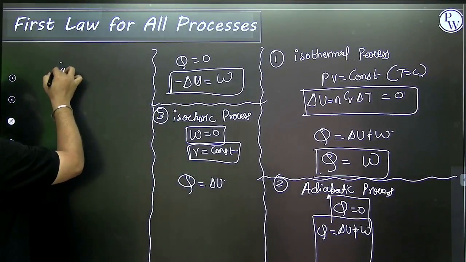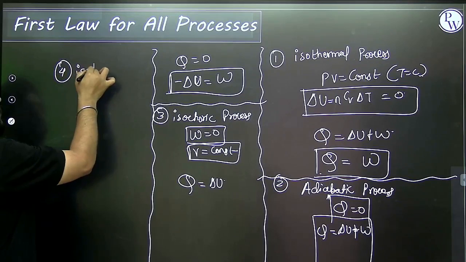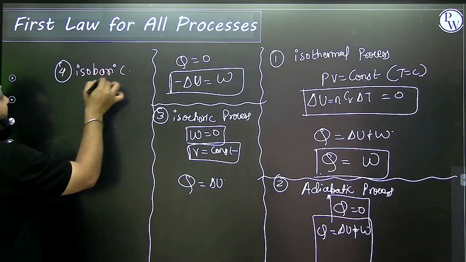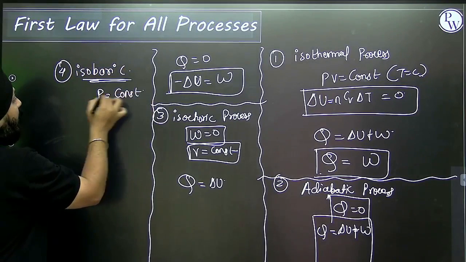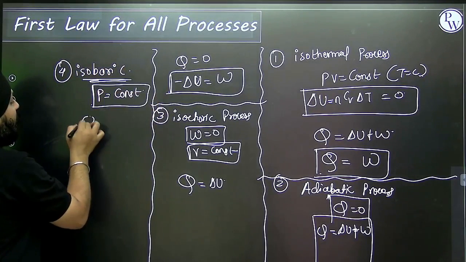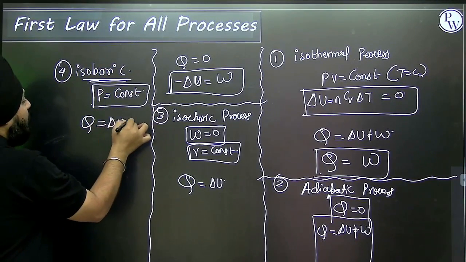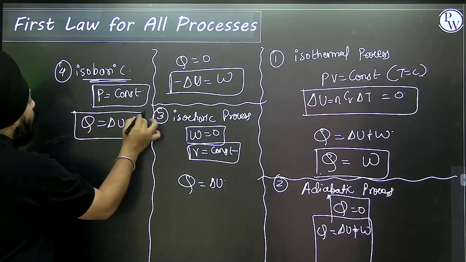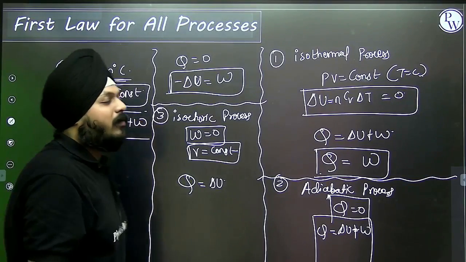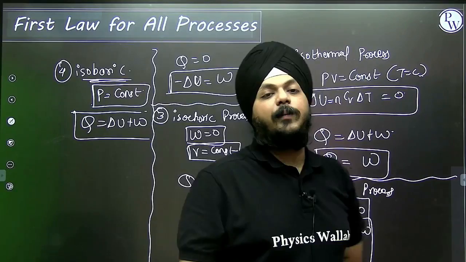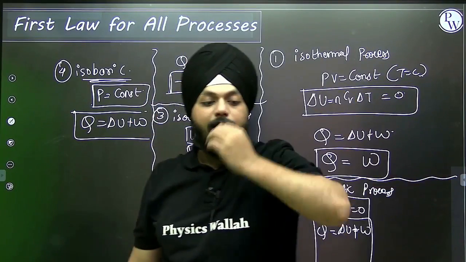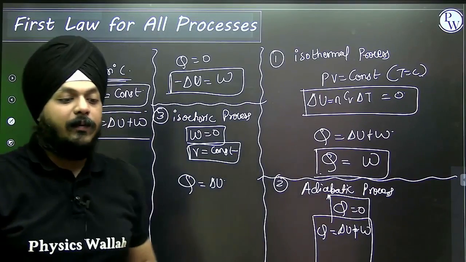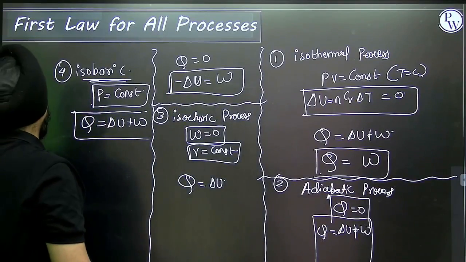The fourth process is the isobaric process. In isobaric process, pressure is kept constant. And if pressure is kept constant, then obviously Q is equal to delta U plus W. We are going to measure the variations in all. So that's a general equation. It completely depends on case to case and values, how they are getting changed. So this is the first law of thermodynamics for all kinds of processes.